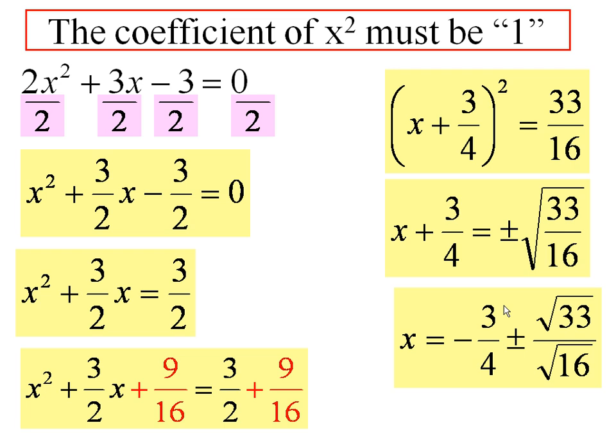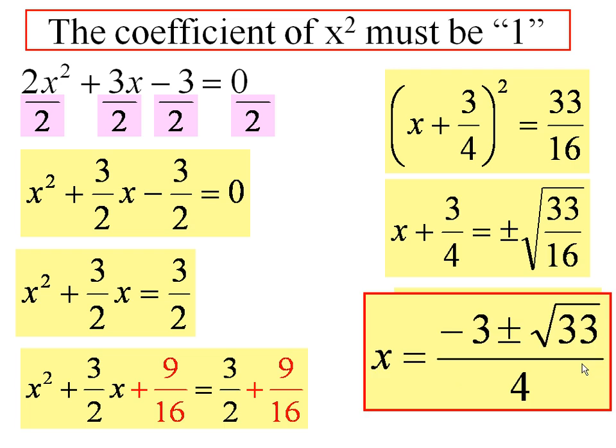You can go ahead and also subtract 3/4 on both sides. And the only one you can simplify here is the square root of 16. It's a perfect square, so you end up with 4 in your denominator, since the square root of 16 is 4. And with the common denominators, you can write it as a single fraction: negative 3 plus or minus the square root of 33, over 4. Same as what you would get from the quadratic formula. Yep, right on.